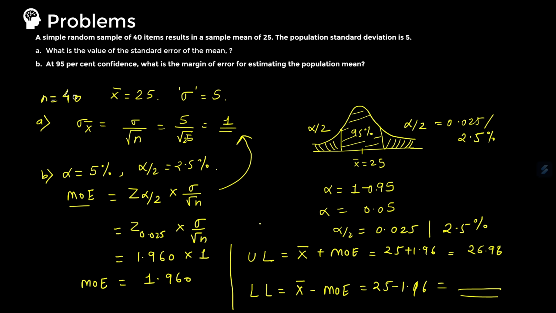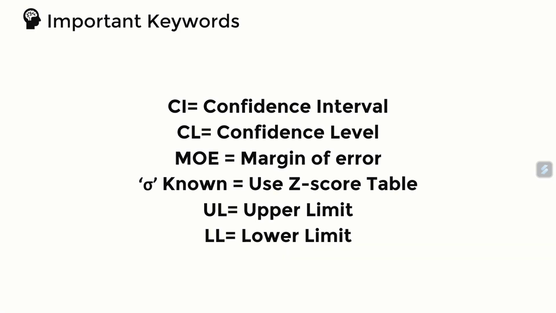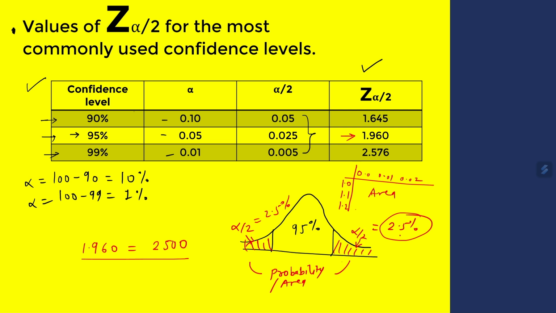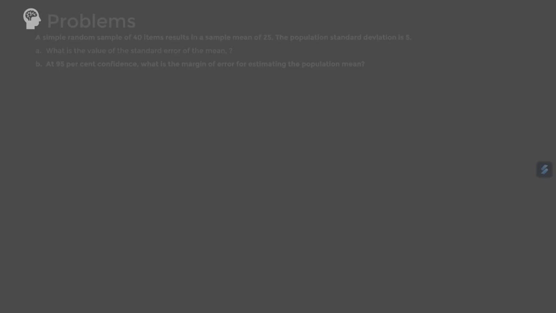Very simple and easy concept to remember. We know how this value came. This value is mentioned in our Z table, 1.960, or else we have the specific table which I gave over here. From this you can also calculate the values. Anyways, moving on.